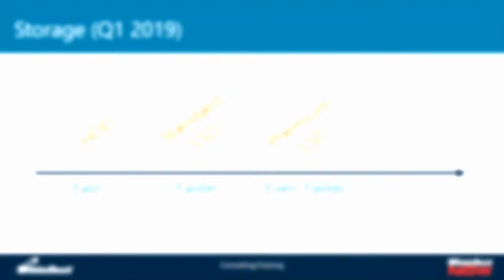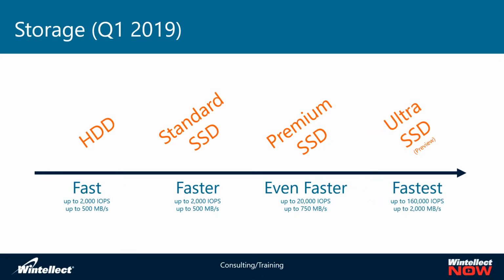Now, in preview, there are Ultra SSDs. Now, Ultra SSDs have much higher IOPS and much higher throughput than the premium SSDs, and these are currently in preview as of Q1 of 2019. And once they're out of preview, they'll go GA, so they'll be available for general consumption. But for now, these disks, while they're in preview, can be accessed for test purposes.